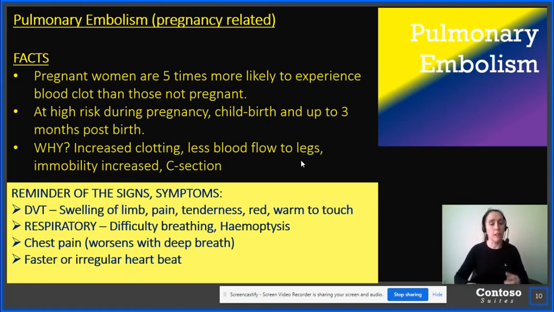Think about PE. As you know, it can make people drop down dead. And this is something that we can detect and prevent. So get this patient into hospital for surgery.